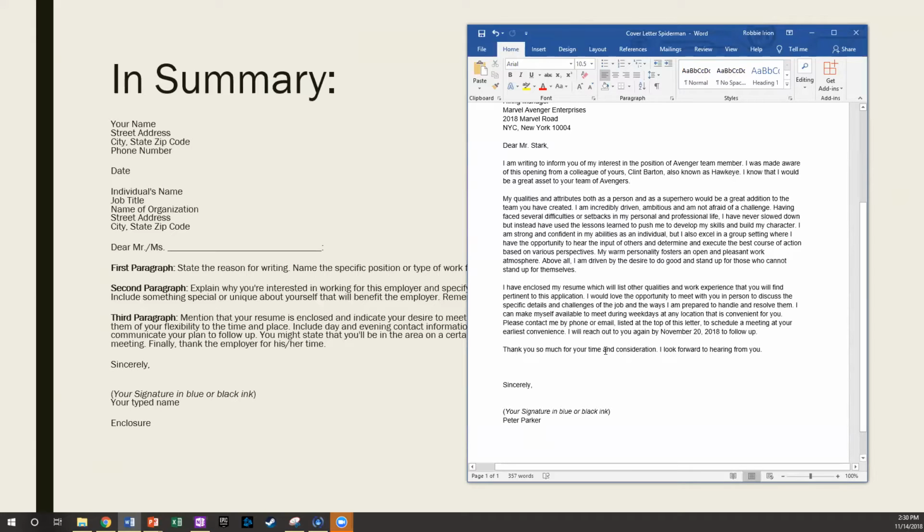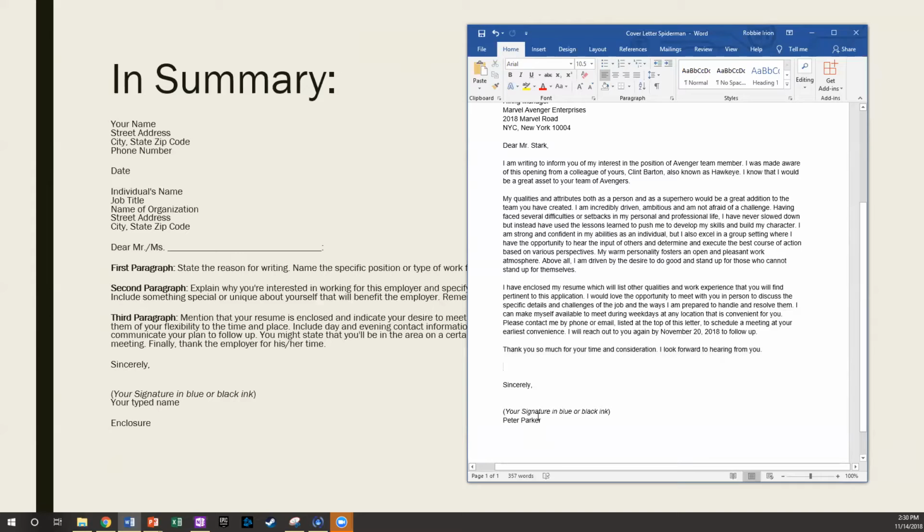And then I just end with thanking them for their time and consideration. I look forward to hearing from you. This is a great way to end a letter, both of these together, thanking them and letting them know I look forward to hearing from you, so that they know the ball's in your court now. I want to hear from you so that I can show you how interested I am in this job. Then you're going to have a few spaces, sincerely, space, Peter Parker.